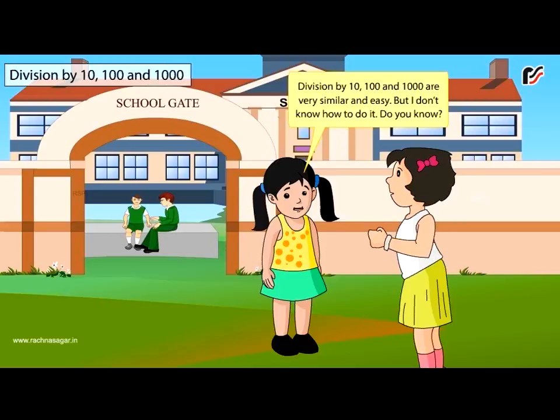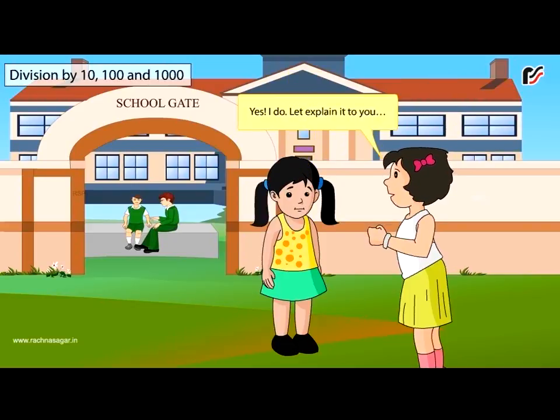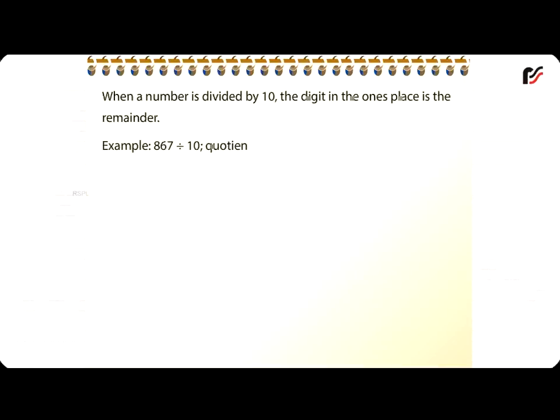Division by 10, 100 and 1000 are very similar and easy. But I don't know how to do it. Do you know? Yes, I do. Let me explain it to you. When a number is divided by 10, the digit in the ones place is the remainder. Example, 867 divided by 10, quotient is equal to 86 and remainder is equal to 7.